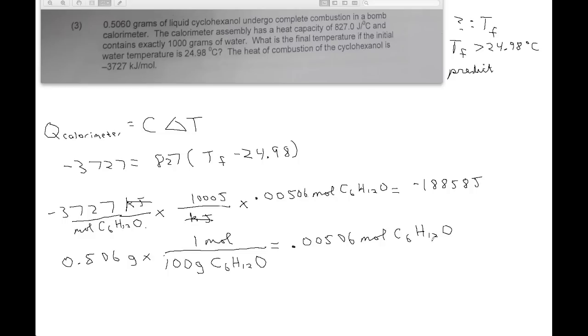Now you can set up the equation: negative 18,858 joules is equal to 827 times T final minus 24.98. You distribute the 827 and then you get negative 18,858.62, I guess, I'm sorry, 827 T final minus 24.98 times 827 is equal to... Sorry, I got to interrupt you again, one second. So let's see. What would be a good symbol for this number here? This number is equal to what?